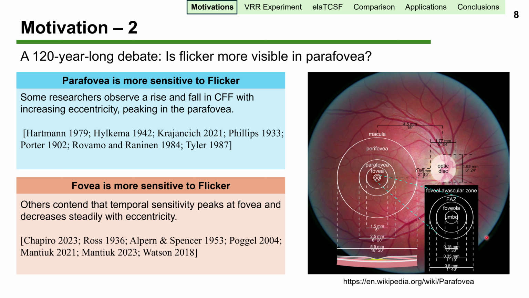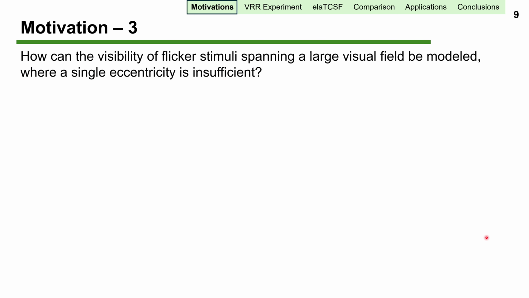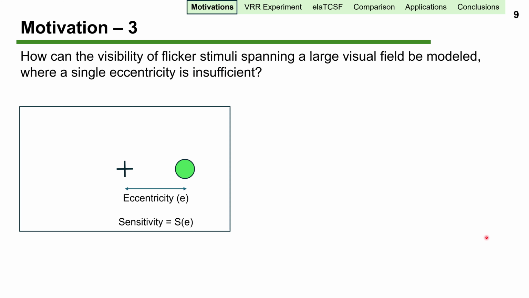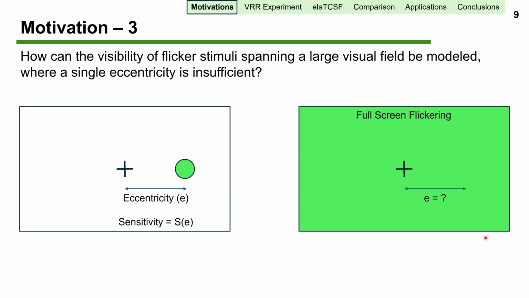of flicker. The second motivation stems from a 120-year-old debate: is flicker more noticeable in the periphery? Some studies report that CFF peaks in the periphery, but others think that the fovea is more sensitive. The third motivation is that traditional flicker detection models considering eccentricity typically only use one eccentricity value as the input. However, many flickers span a very large visual field, making a single value insufficient.